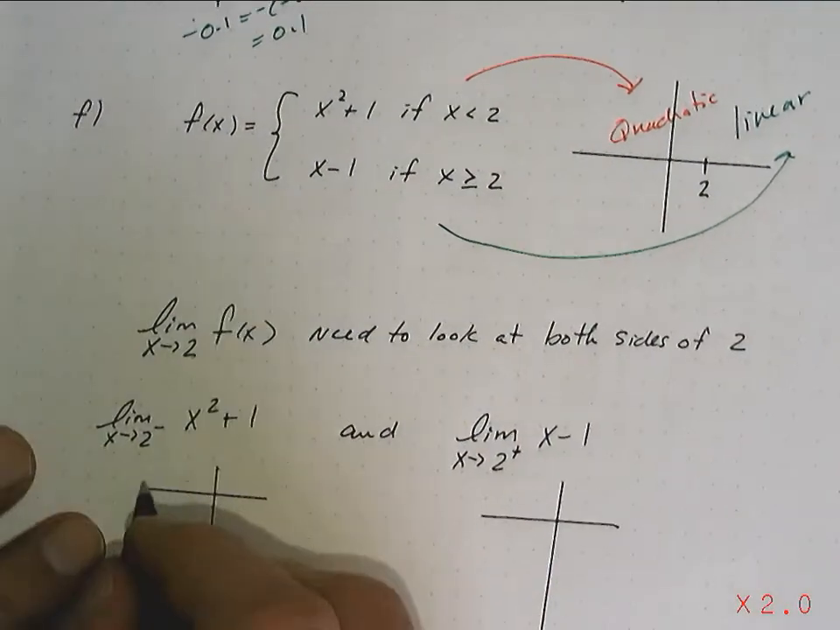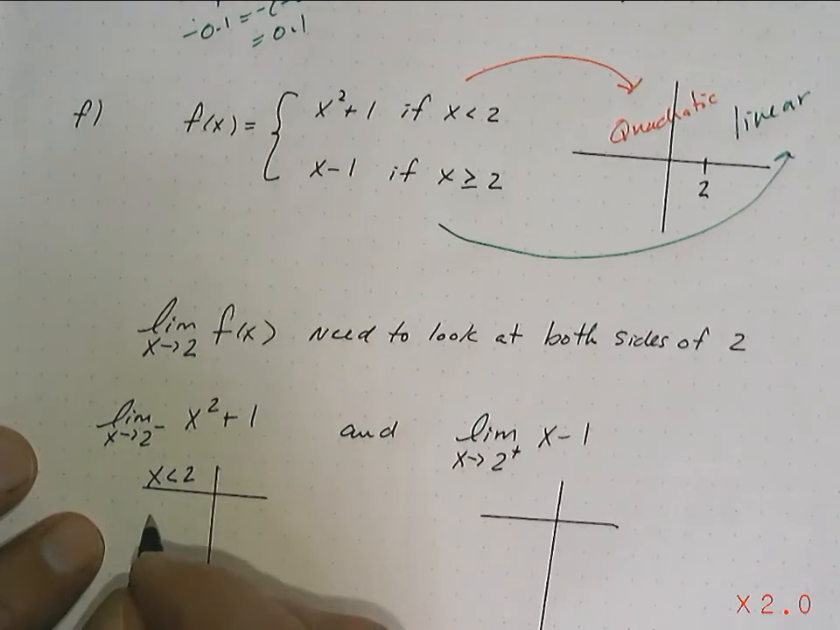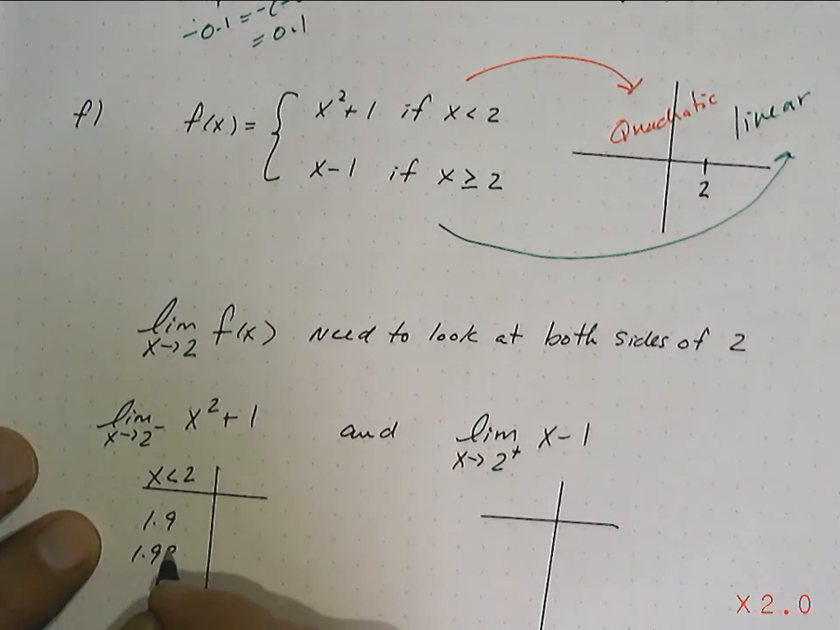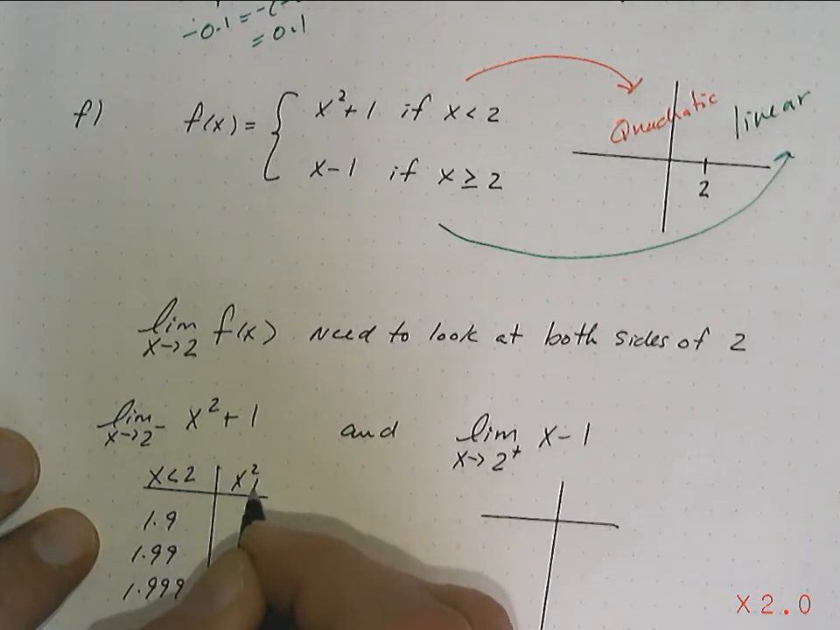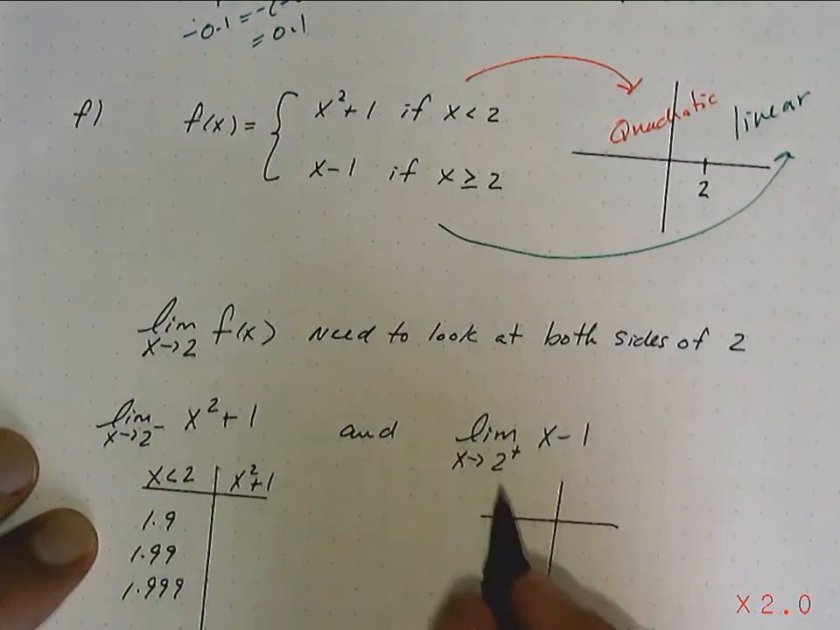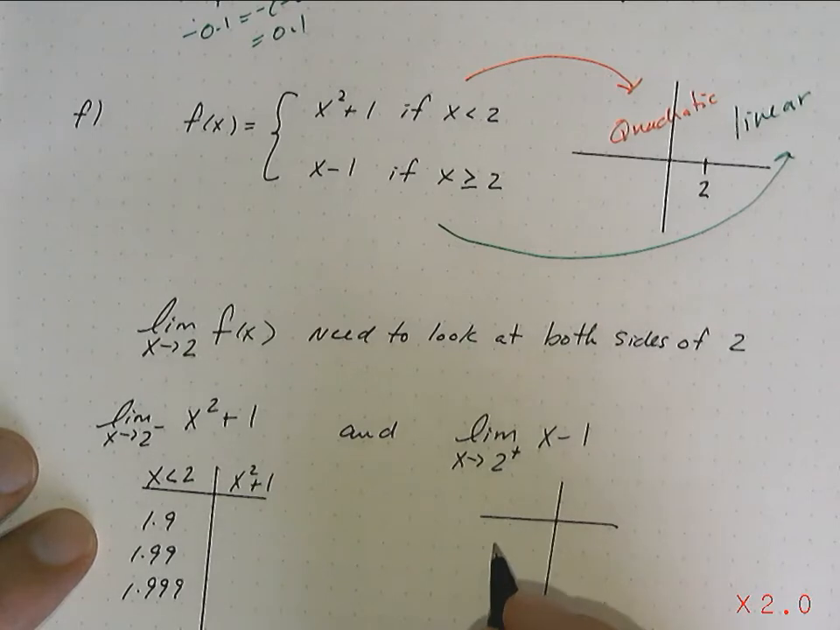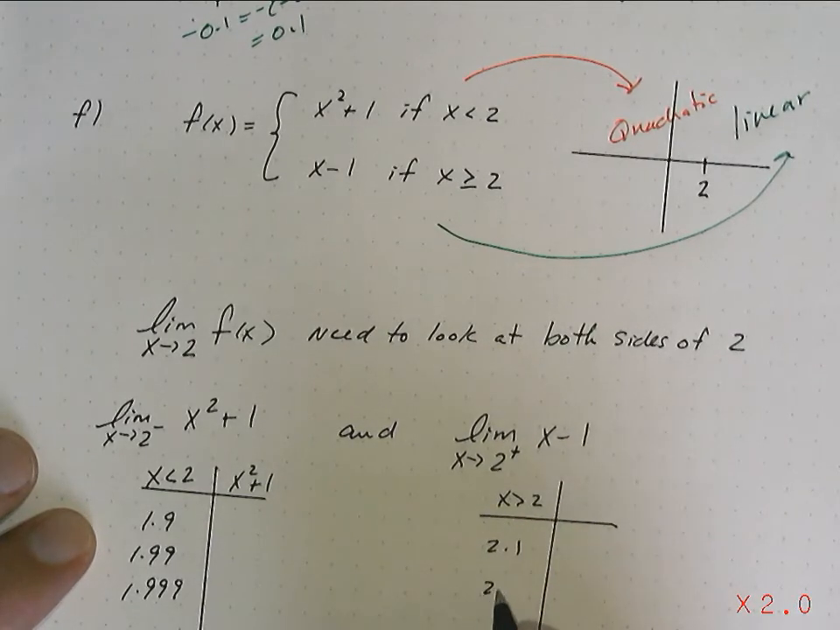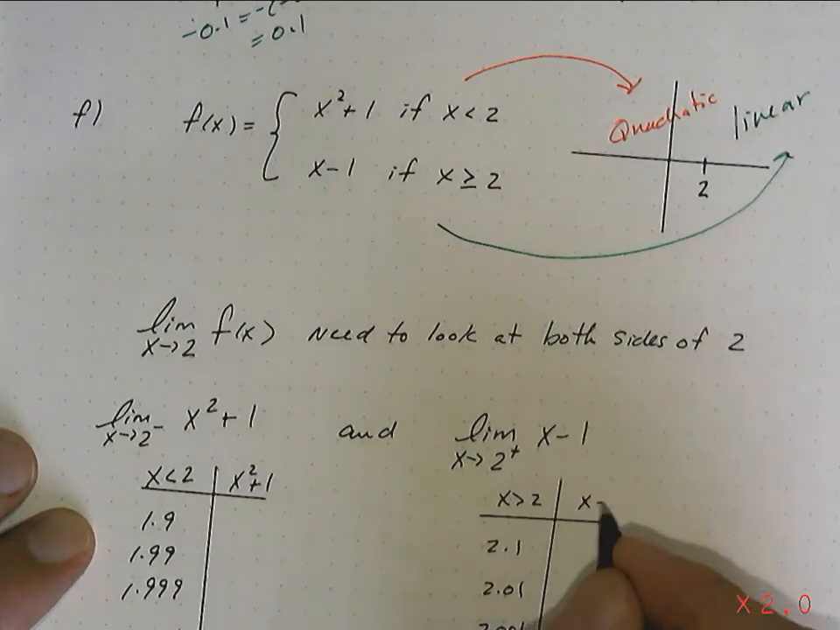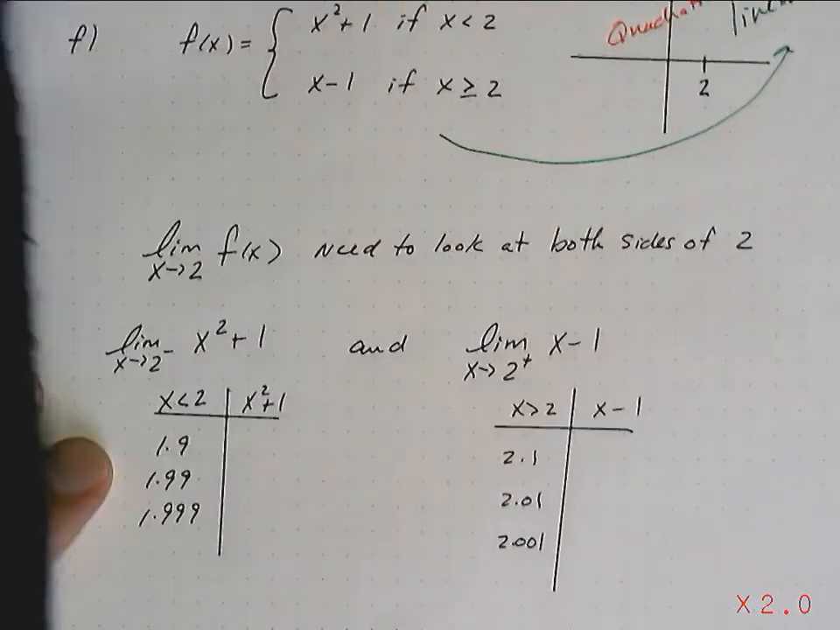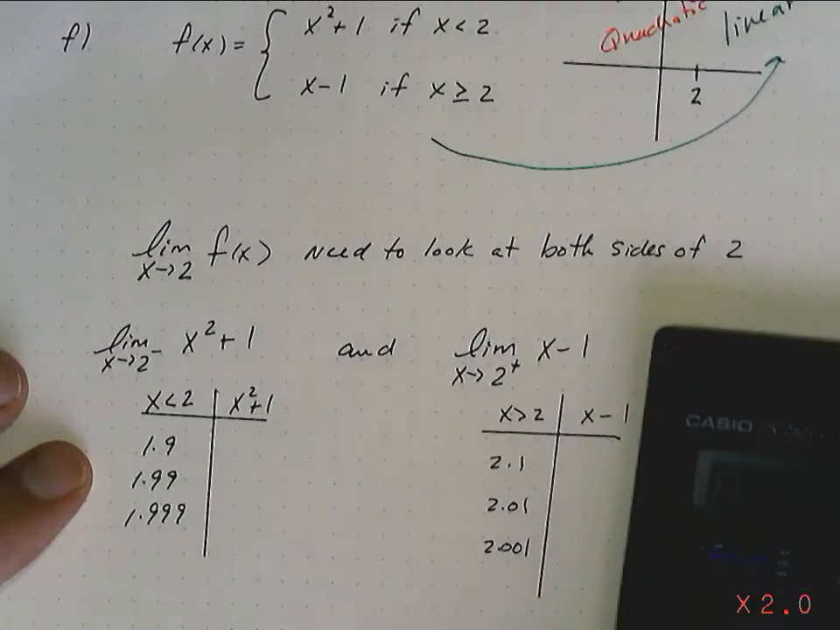I'm going to choose values that are less than 2. So 1.9, 1.99, 1.999. And we're going to follow x squared plus 1. And over here I'll choose values that are greater than 2. So it's 2.1, 2.01, 2.001. And I'm going to follow x minus 1. And then guess what? You get out your calculator and you do plug and play.